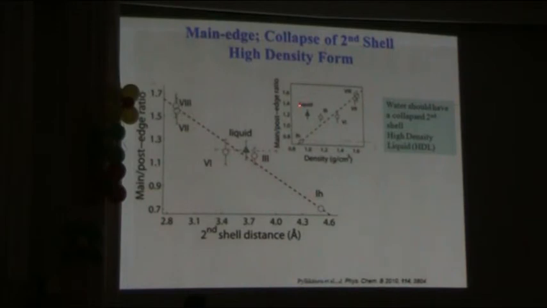But then the liquid falls off the curve. And this is an indication that in the case of the liquid, we might actually have a heterogeneity. That the main edge to post-edge ratio, the second shell distance, is determined by one component in the liquid. And this will be the low density liquid, which has a very structured pair correlation function, while the high density-like component has a very flat pair correlation function, does not contribute to the second shell. Okay?